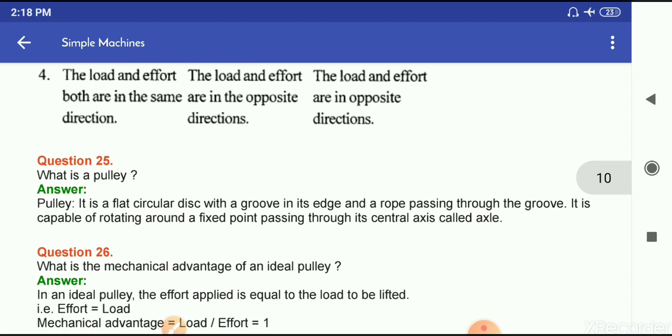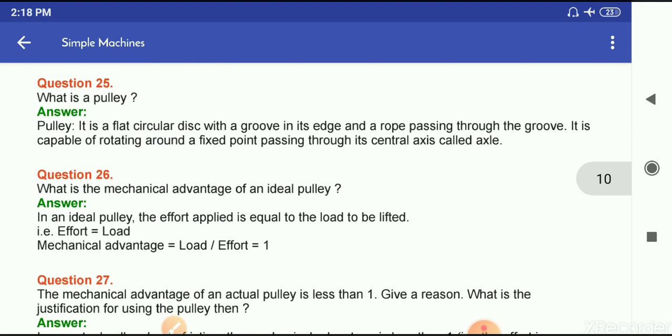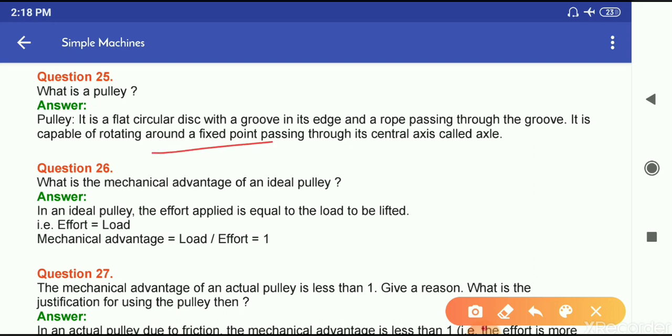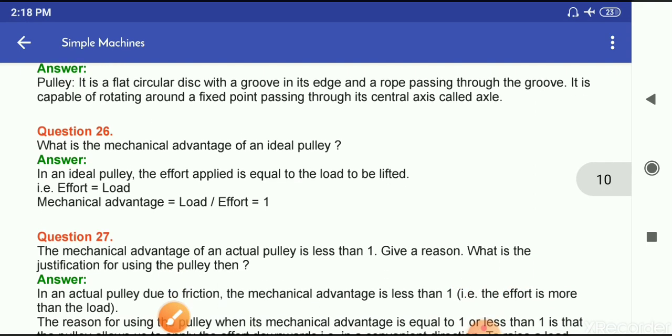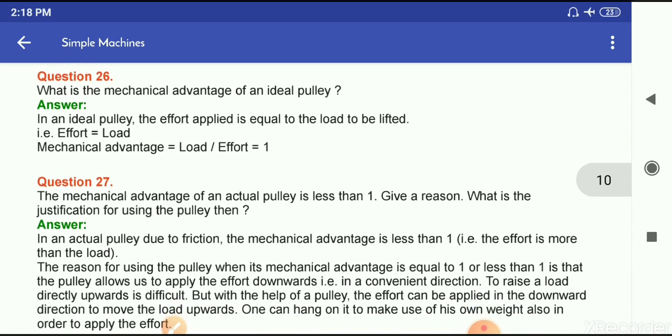Question number 25, what is a pulley? A pulley is a flat circular disc with a groove in its edge and a rope passing through the groove. It is capable of rotating around a fixed point passing through its central axis called axle. Now, what is the mechanical advantage of an ideal pulley? In an ideal pulley, the effort applied is equal to the load to be lifted.